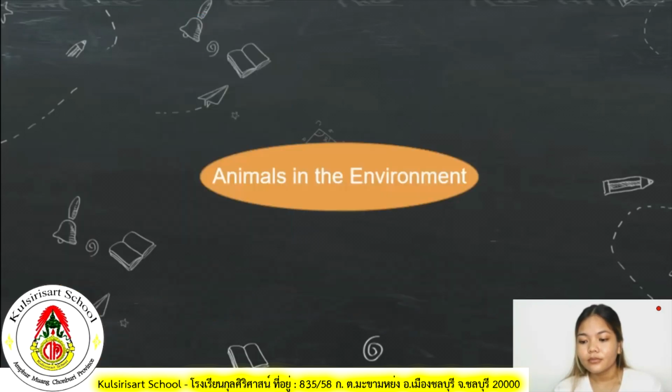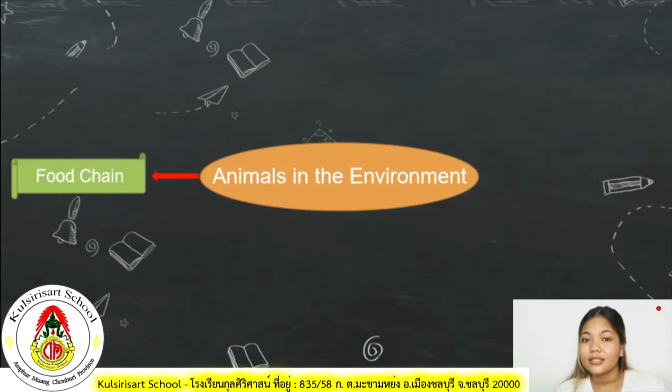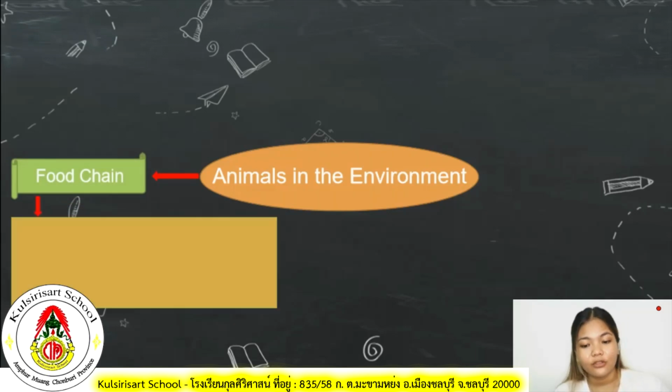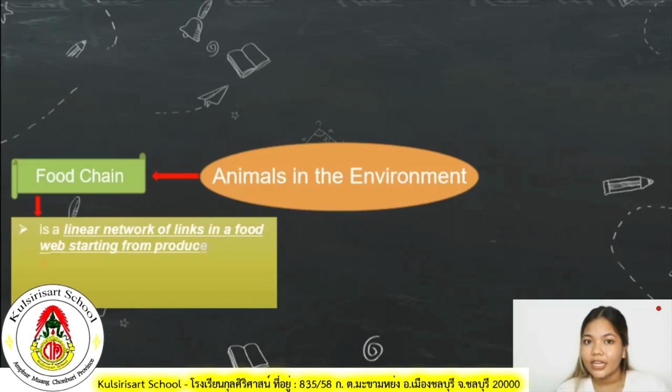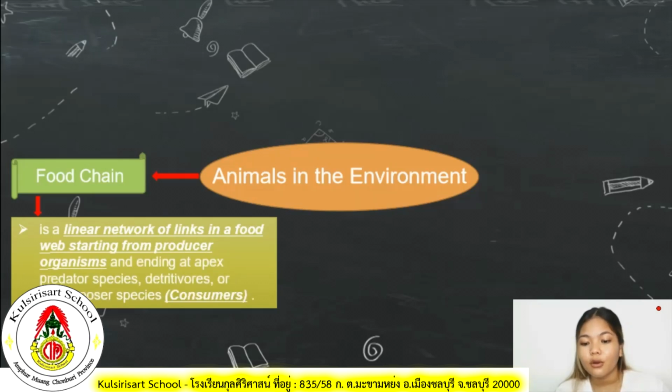Now, before we end our discussion, let's have a recap of the things that we've discussed for today. So we discussed the animals in the environment. Under this one, we discussed food chain. Now, what is food chain again? Food chain is a linear network of links in a food web starting from producer organisms and ending at apex predator species, detritivores or decomposer species, or your consumer.